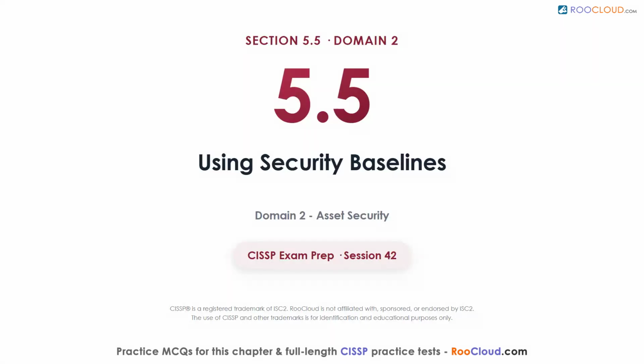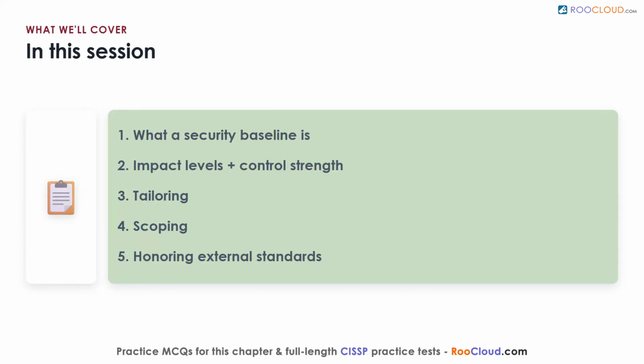Welcome to section 5.5. This is the 42nd session of the CISSP Exam Prep series. In this session, we'll set a secure starting line for your systems. We'll answer several questions. What is a security baseline? How do impact levels shape the controls you pick? What is tailoring? What is scoping? And why must you still honor external standards?